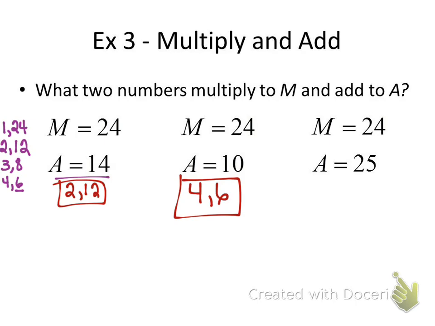And now I look at my third. So the M is 24. We already found the factor pairs. The A, we need to find which of those factor pairs we can add together to get 25. So Dylan, which of those factor pairs can I use to add together to get 25? 1 and 24.